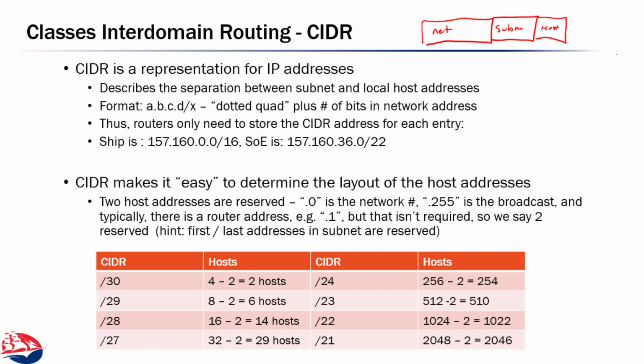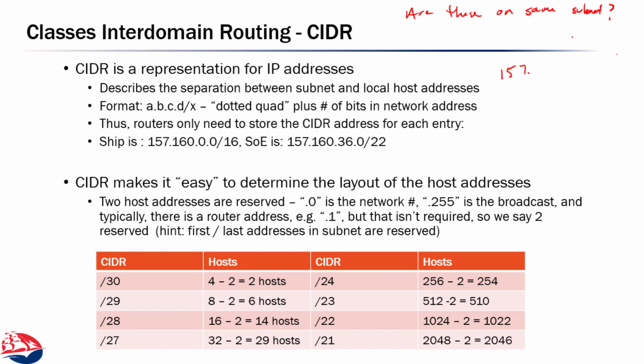So I can use this to decide if 2 machines are on the same network. So for example, there's 2 ways to answer that question. The question is, are these machines on the same subnet? And I can answer that question by simply looking at the network mask. So 157.160.36.4 and 157.160.37. Let's make it more interesting.